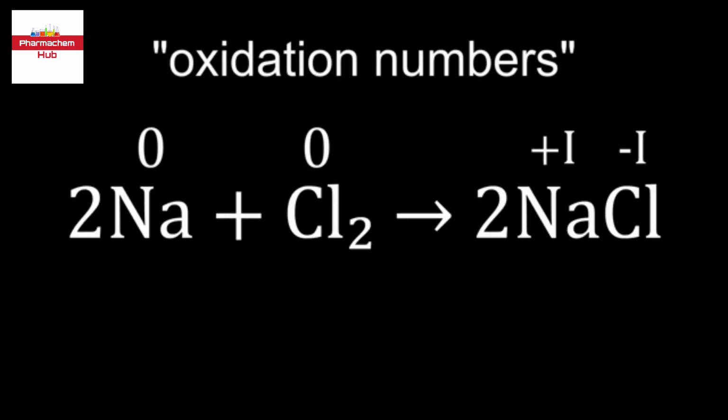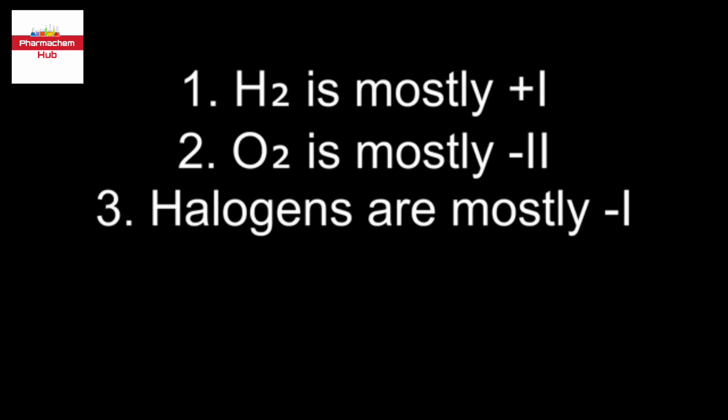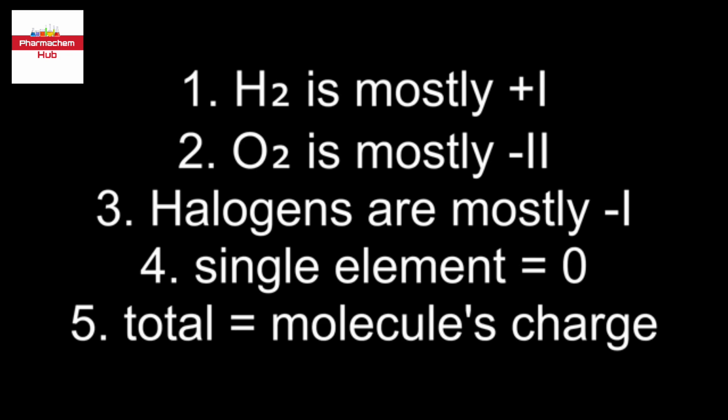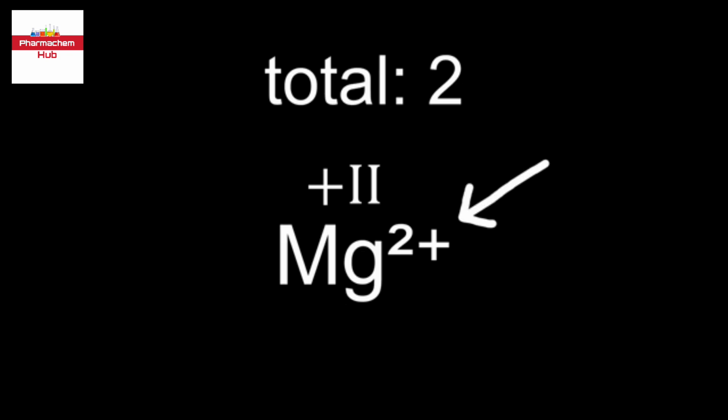More accurately, redox reactions are reactions that change the oxidation numbers of elements, which are kind of like imaginary charges. There's just a few rules you have to know to figure those out. Hydrogen is mostly +1. Oxygen is mostly -2. Halogens are mostly -1, single elements are always 0, and the oxidation numbers of all atoms in a molecule always have to add up to the molecule's charge. So this would total 0, while single ions just have their charge as the oxidation number.